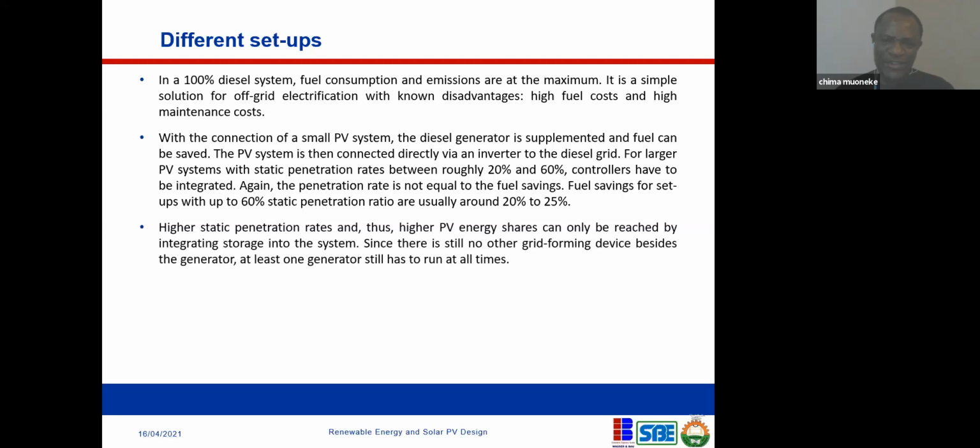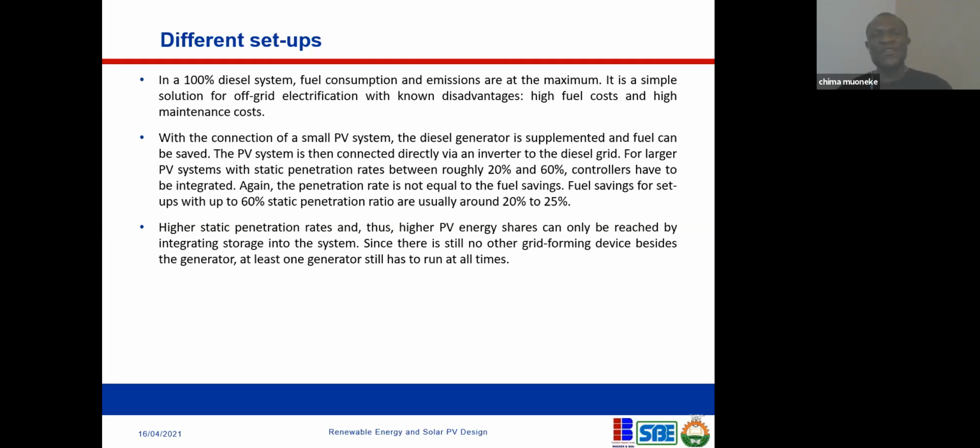So higher static penetration rates, thus higher PV energy share, can only be reached by integrating storage into the system. Since there is still no other grid forming device beside the generator, at least one generator still has to run at all times. Now, I'm going to explain this because it is very important.